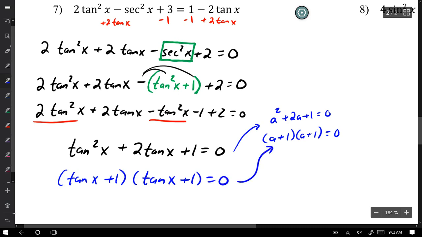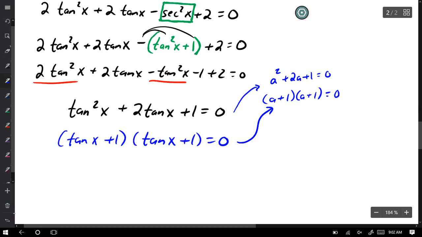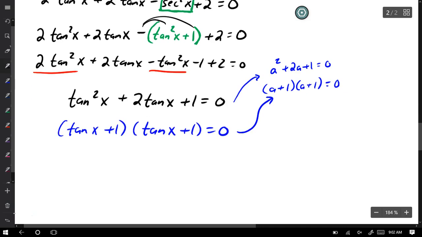Notice it's the same factoring structure. So each factor, they're the same thing. They're both tangent of x plus 1. So I'm just going to deal with one of these. Tangent of x plus 1 equals 0. So tangent of x equals negative 1.